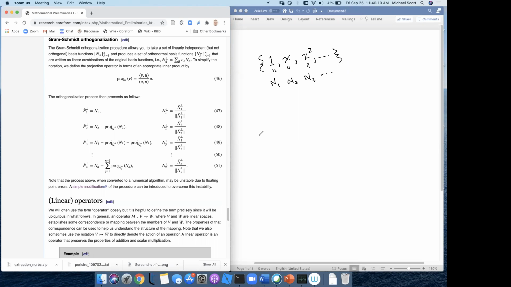Mm-hmm. And so let's just start here. You get n1 perp, which is just, let's set it equal to this. You're not doing this for the Legendre polynomials. You're doing this for just the monomials. You start with the monomials, and if you use an L2 inner product, Gram-Schmidt will give you the Legendre polynomials. So then n1 perp is just 1.